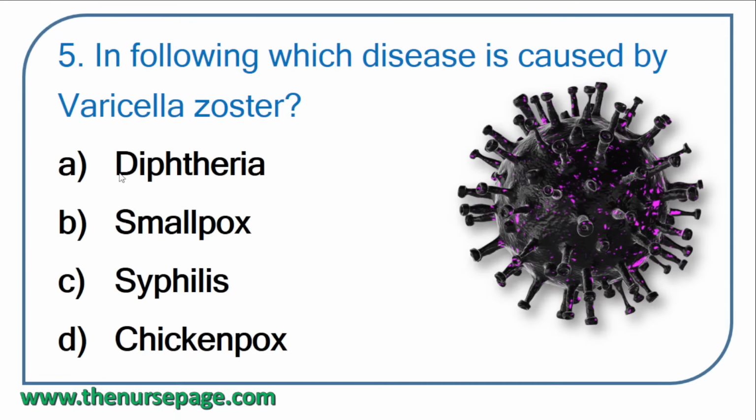So I think it is clear. Diphtheria is caused by Corynebacterium diphtheriae. Smallpox is caused by variola virus. Syphilis is caused by Treponema pallidum. Chickenpox is caused by Varicella zoster.